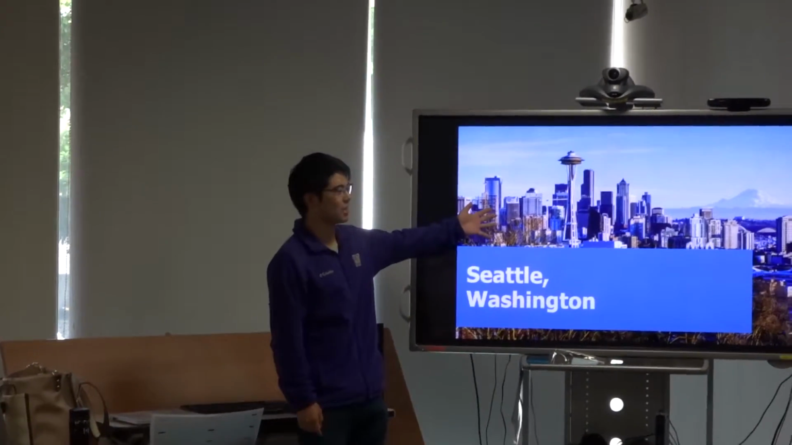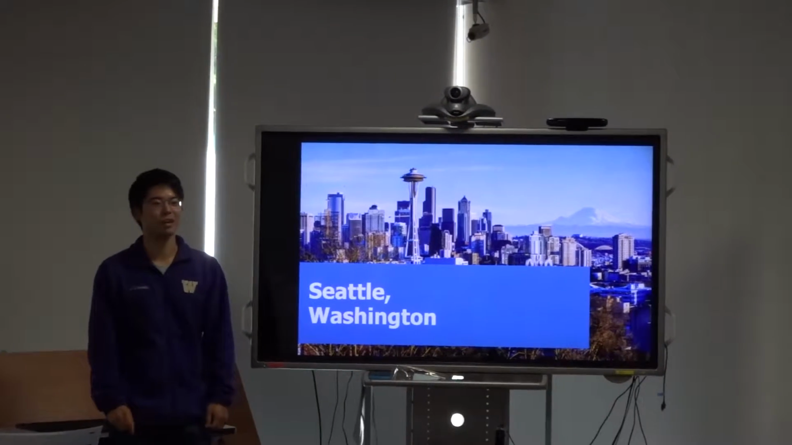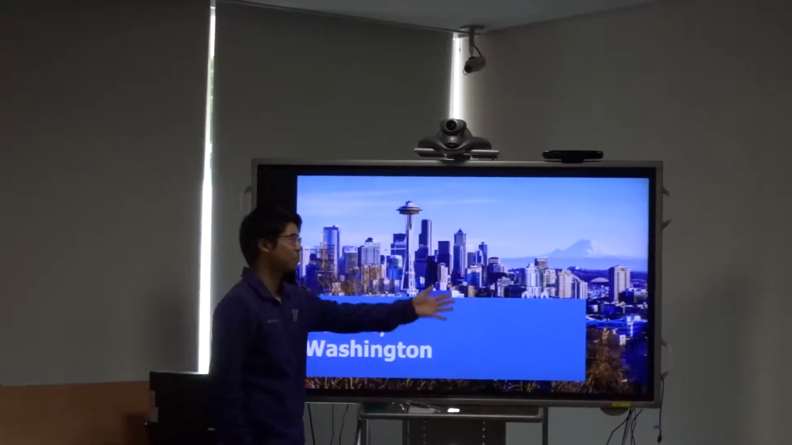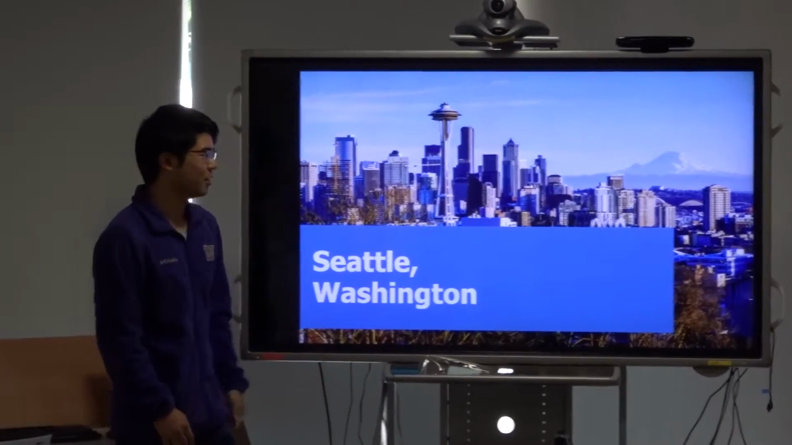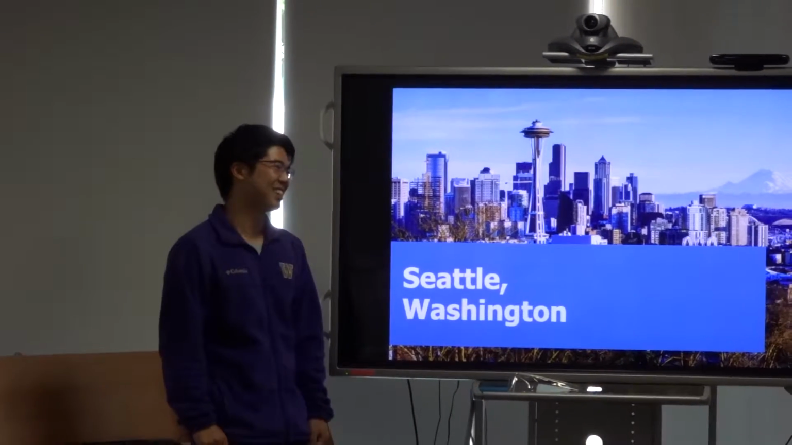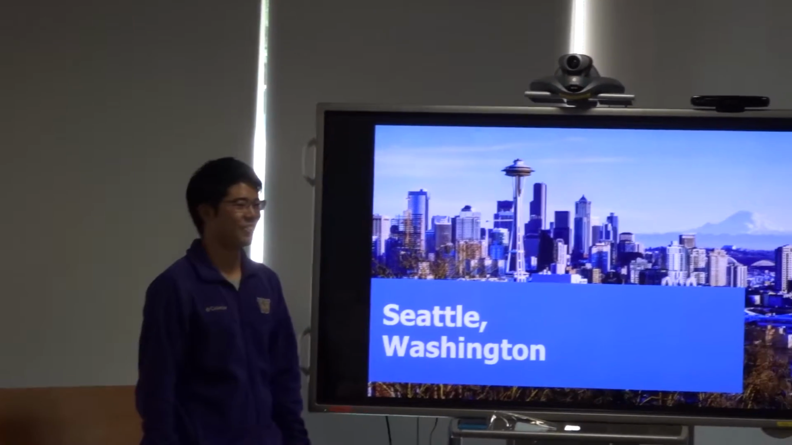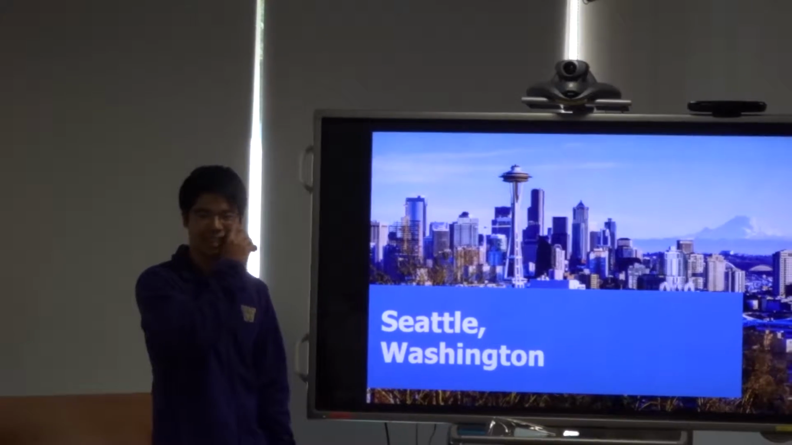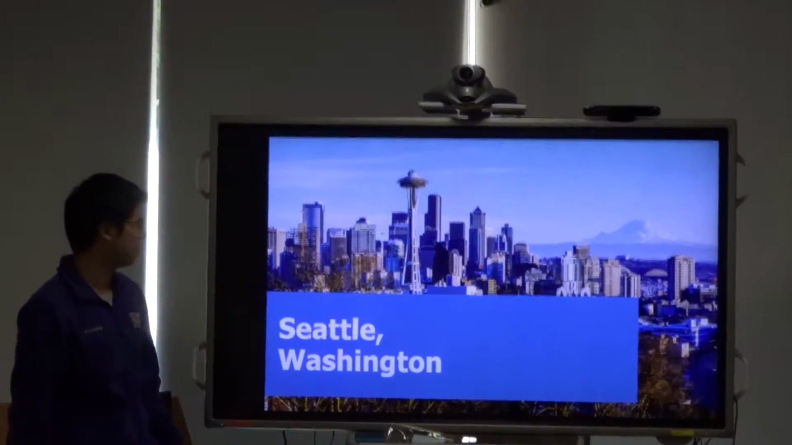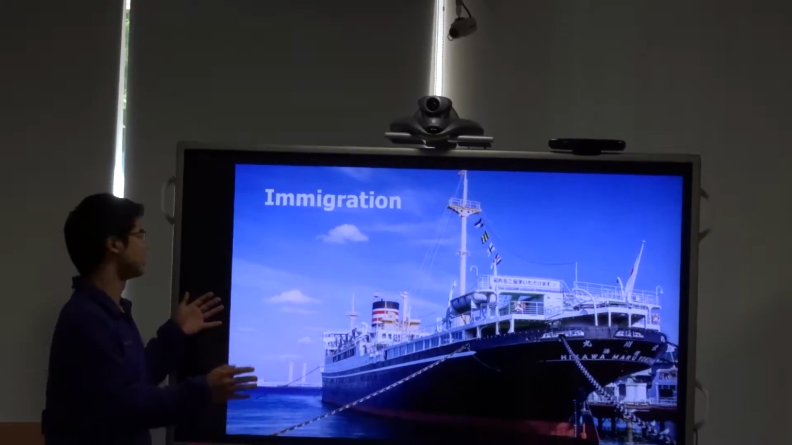So this is what Seattle looks like. It's kind of like Tokyo. Like this could be Mount Fuji, and this could be Shinjuku. It's very similar, but it's also a very different city, and I think it's one of the best cities to go travel to.